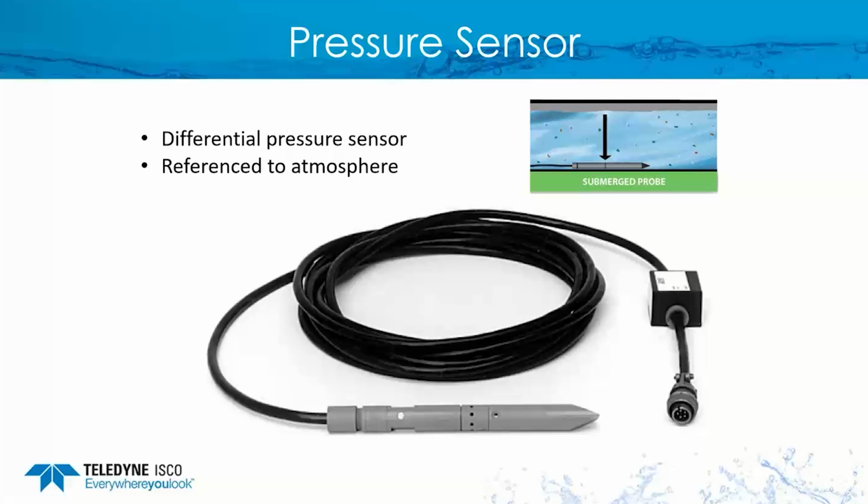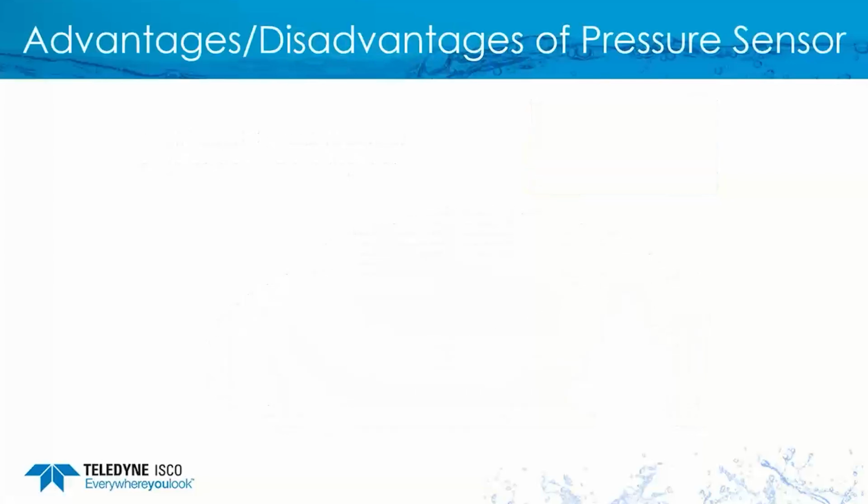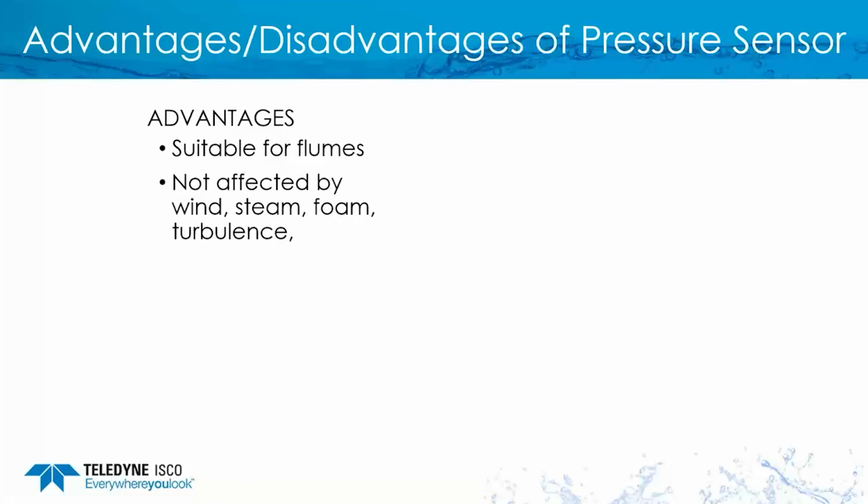Now, other options that can be used with flumes are a differential pressure transducer. It's referenced atmosphere to atmosphere. It has a reference line from the transducer all the way up to the controller to reference atmosphere. Another good way to read level in your flume. The advantage of it is it's suitable for flumes. It isn't affected by the wind, steam, or foam because it's underneath the flow. They are highly accurate meters, but they do cost a little bit more because we have electronics in the flow stream.